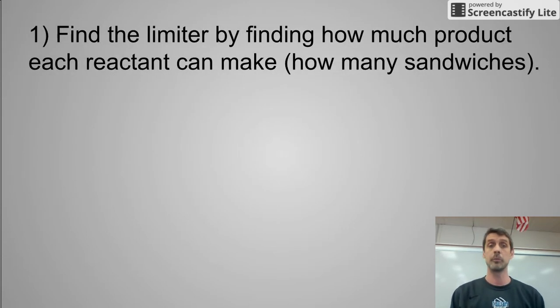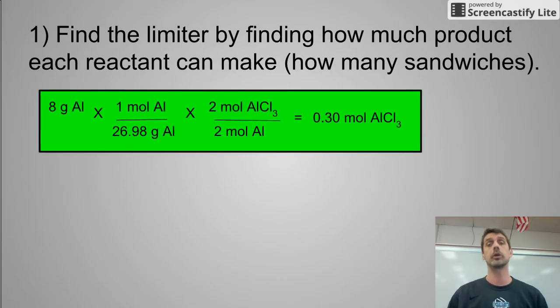Now, how do we find the limiter? Well, first we're going to do stoich. I'm going to use my first reactant, where I've got 8 grams of aluminum. I'm going to do the stoich and find out how much of the product I can make. In this situation, I'd make 0.3 moles of aluminum chloride.